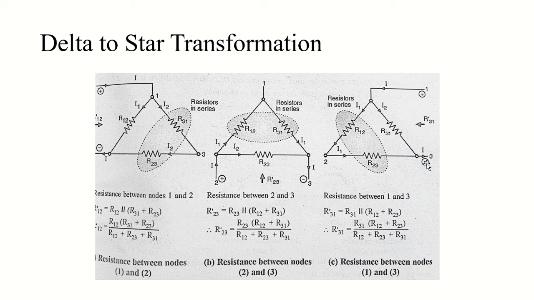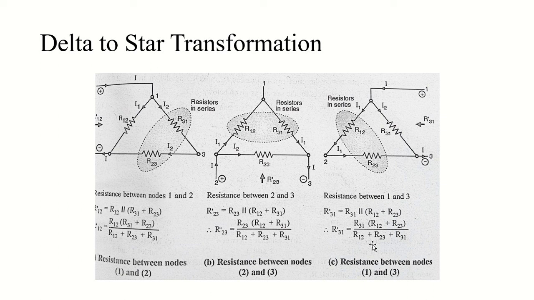And in the last we take node 1 and node 3, and if we consider that, then R12 and R23 will be in series and R31 will be in parallel with both of them. So we will be left with R dash 31 equal to R31, which is in parallel with R12 and R23. These two are in series and this one is in parallel with both of them, and we will get R dash 31 equal to R31 into (R12 plus R23) divided by R12 plus R23 plus R31. Okay, very basic, very simple, right?